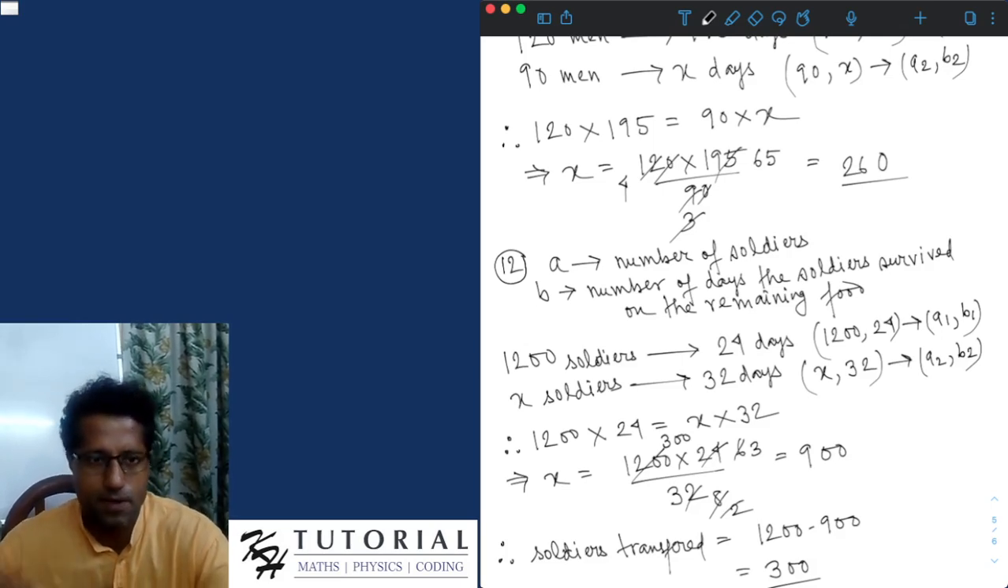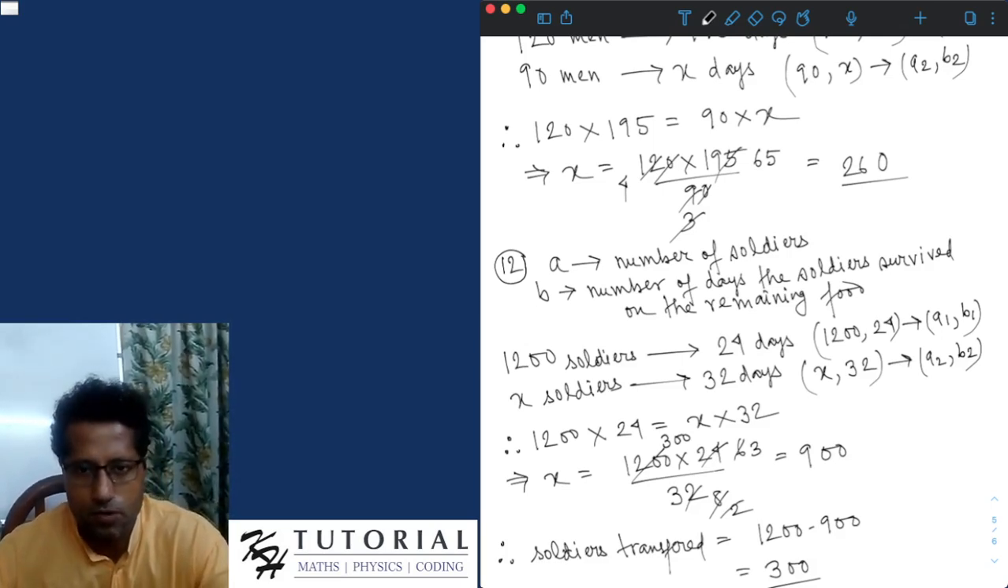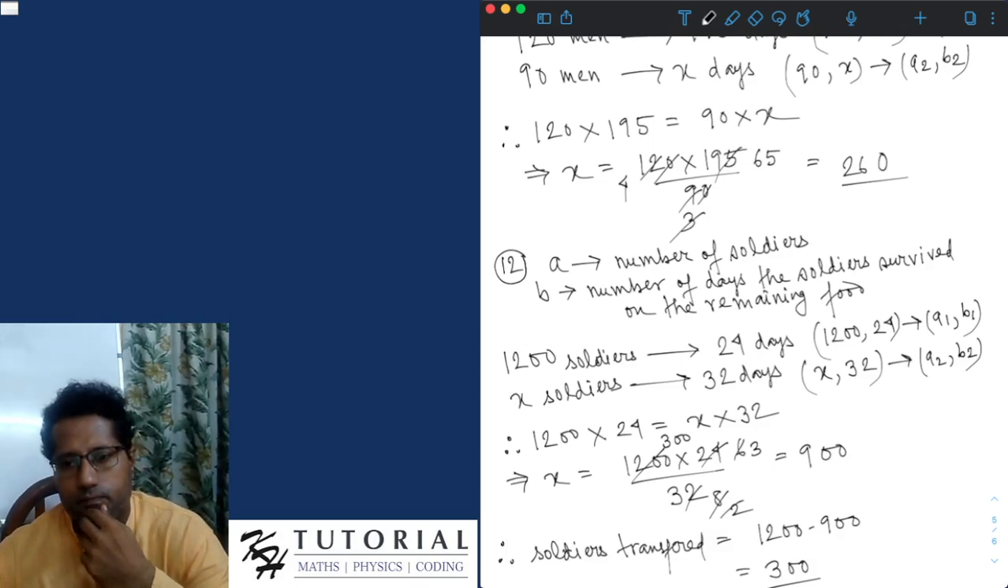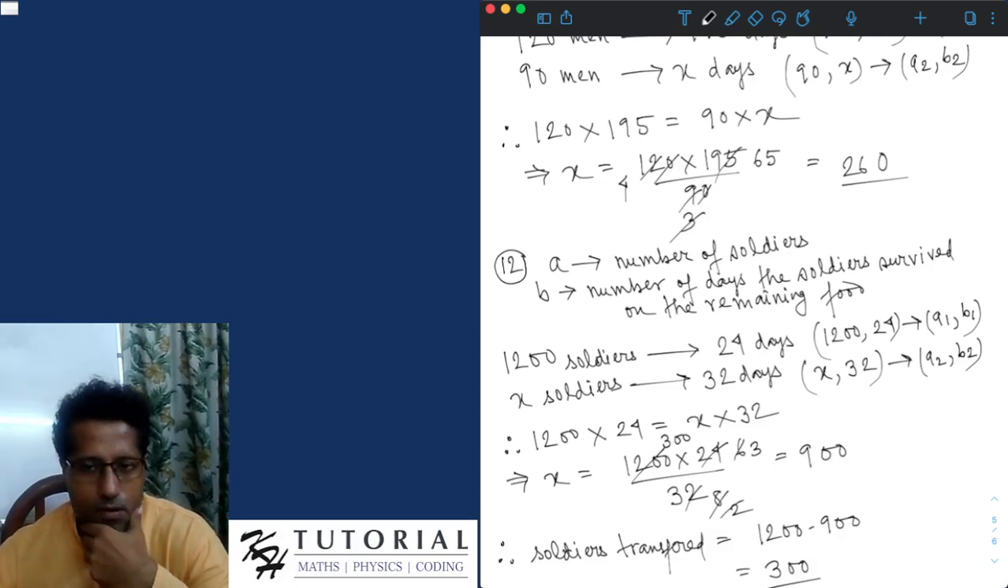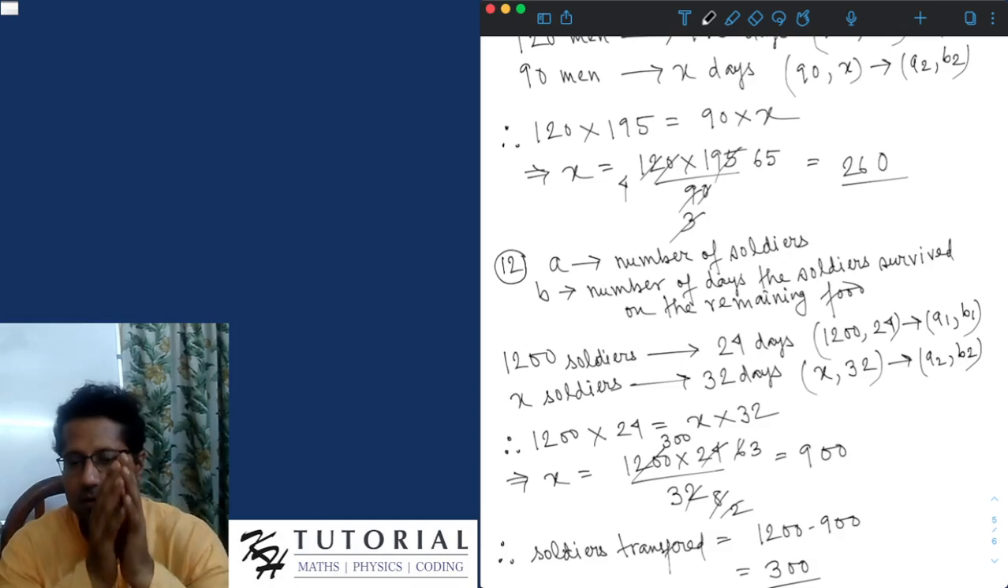So this question number 9, 12 and 10 was tricky. You have to solve these problems a few more times to understand the concept and how to identify the two quantities A and B, and apply the concept of the inverse proportion, that is the product of the two quantities remains the same.